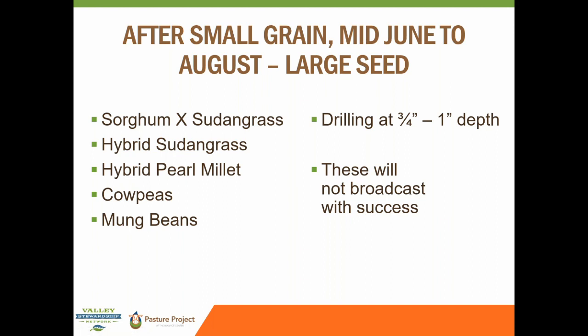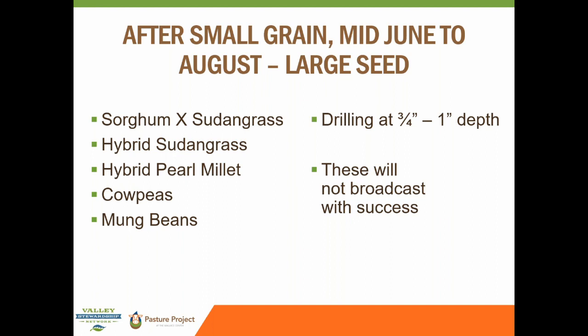If we're going to do that, at that time, we can come in with sorghum sudangrass or hybrid sudangrass, pearl millet, cowpeas, mung beans, the list could go on and on. So they would need to be drilled at 3/4 of an inch to an inch in depth. And they really don't broadcast very well. Over the years, we've seen issues that way.